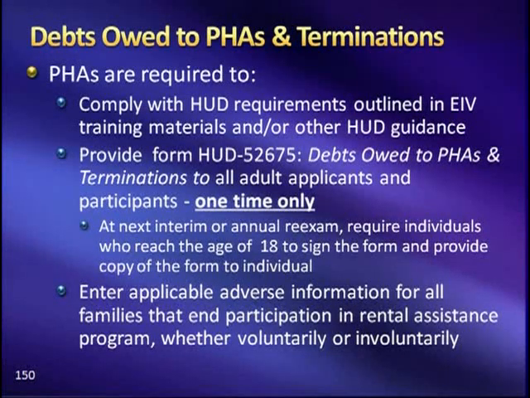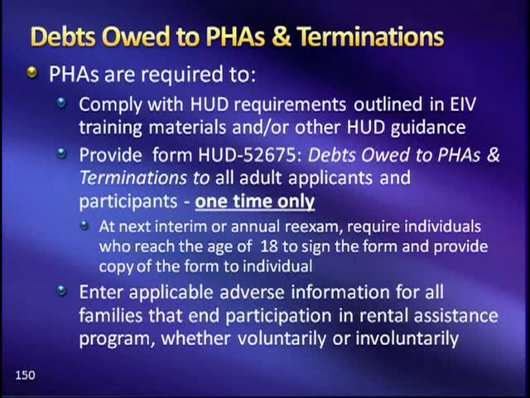And please be reminded that the HUD Form 52675, which is the debts owed to PHAs and termination notice, you have to give that to all applicants and all participants who are adults. And it's a one-time only deal. The adult signs it the one time, it stays in the file for the duration. Okay? At the next interim or annual, if you have individuals or household members that are going to turn 18, those folks need to sign the HUD Form 52675 and again, maintain it in the family file.